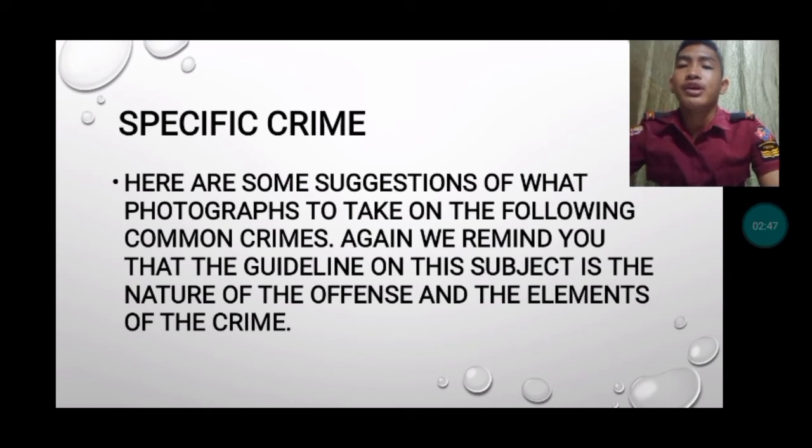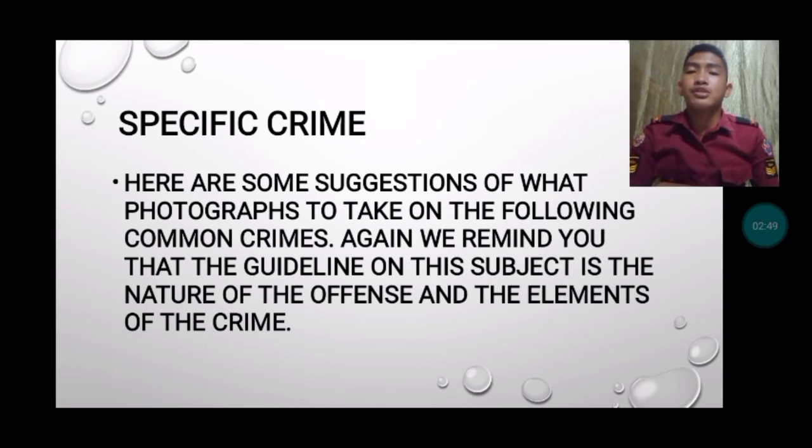Specific crimes. Here are some suggestions of the photographs to take on the following common crimes. Again, we remind you that the guidance on this subject is the nature of the offense and the elements of the crime.